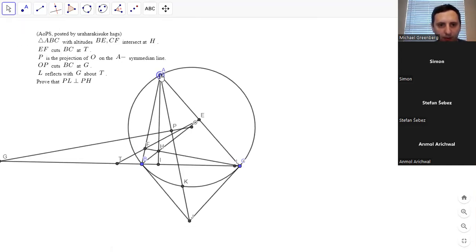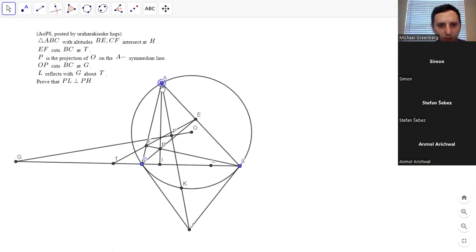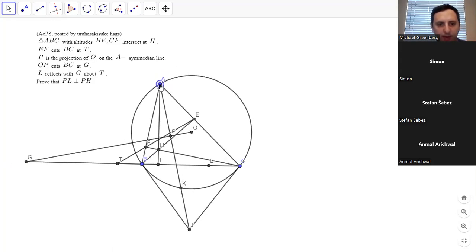So we want to show PL is perpendicular to PH. P is the midpoint of AK. That's kind of a well-known fact. And that's actually not hard to prove because we have angle OPJ, OBJ, OCJ, and they're all 90 degrees. So this is a cyclic quadrilateral right here. I mean, just the fact that this is perpendicular means it has to be the midpoint of AK, actually. So this doesn't even have to be a symmedian for that to be true.